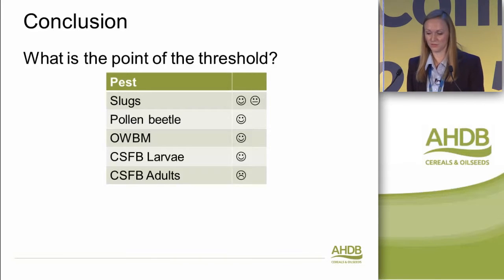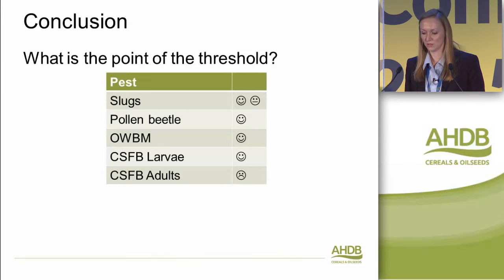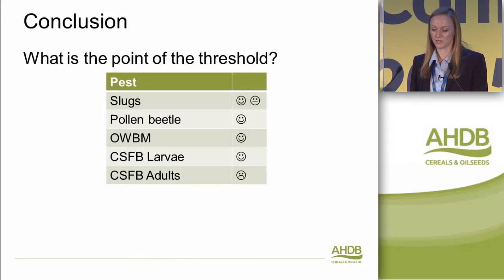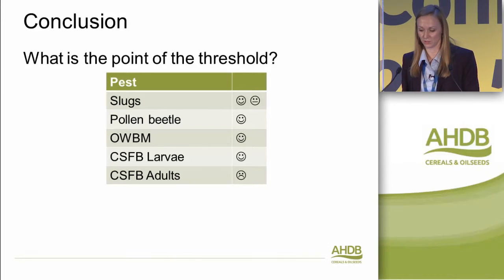So if we look at what's the point of the thresholds in all, well, the point of them is the assessing risk. So if you go back to that risk and resilience, the thresholds are so you can assess that risk, and so there's less regret at the end of the day, and you can rely on those thresholds. So the reliable thresholds that we do have, some of those that I pointed out, are the slugs, pollen beetle, the blossom midge, and the larvae. But it's the adult beetles where a lot of more work needs doing, looking at the thresholds.